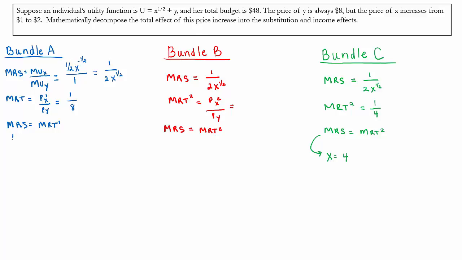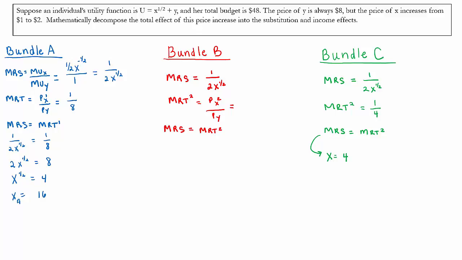Now let's equate these two slopes. Doing so shows that 1 over 2x to the 1/2 equals 1 over 8, so 2x to the 1/2 equals 8. Dividing through by 2 and squaring both sides gives us a value for X of 16.